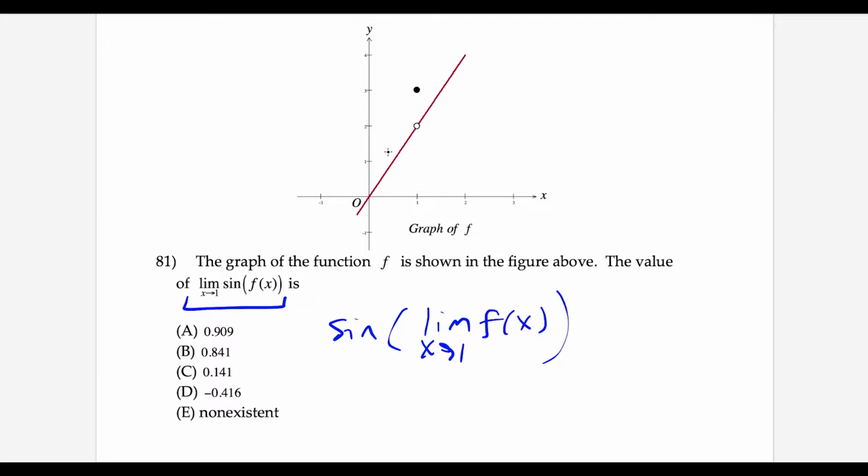So now we just look at the graph. The limit as x approaches 1, so this is 1 over here. We're heading towards this open circle here, which is at a y value of 2. So this is going to give us just sine of 2.